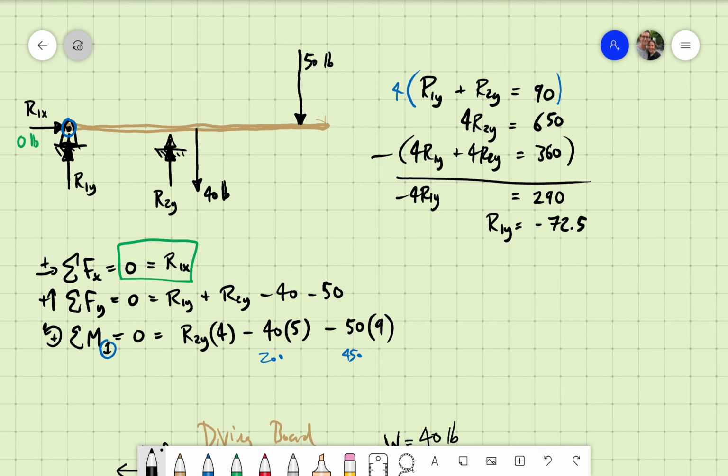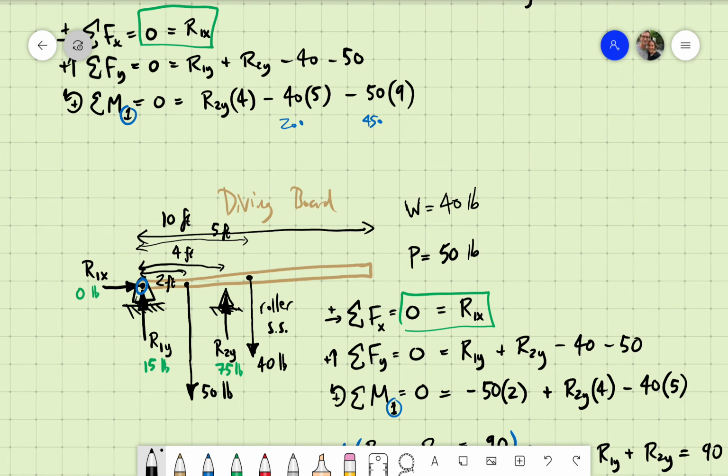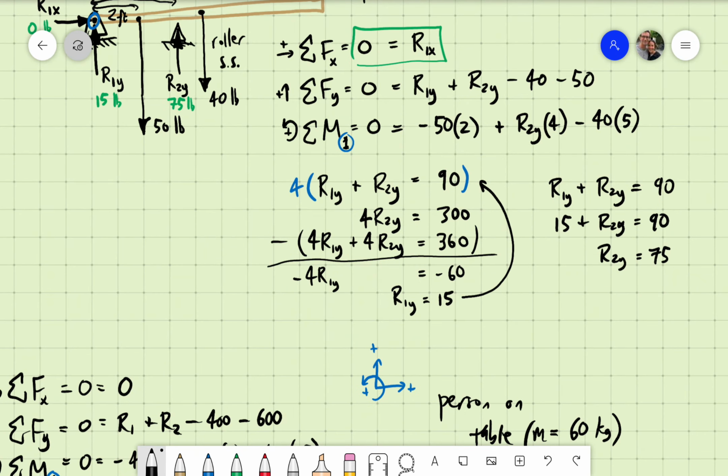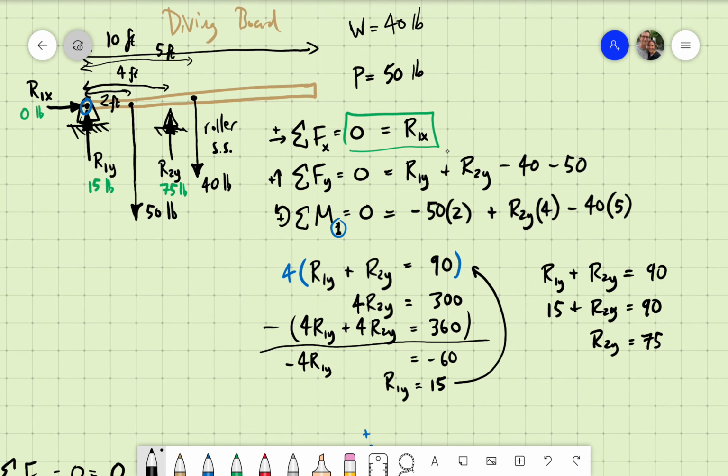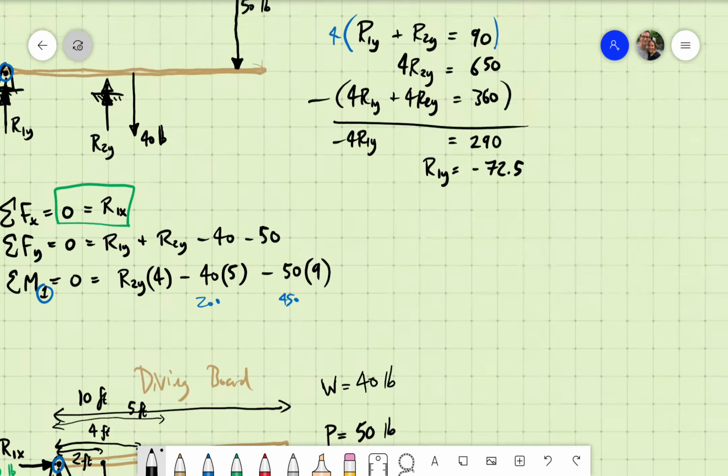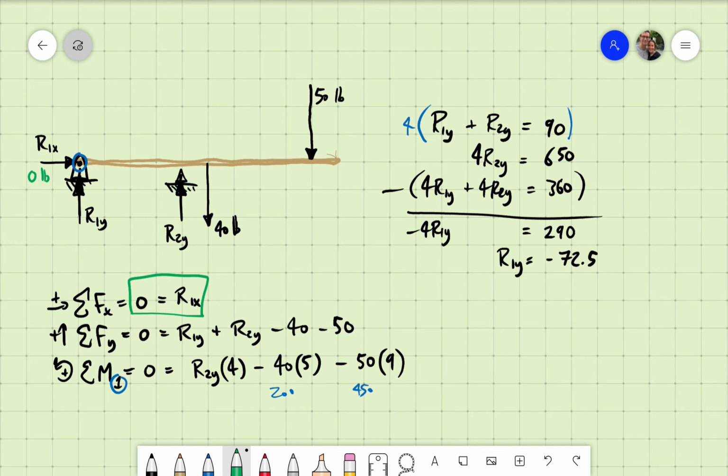This is different. In the previous examples, all the ones we've done actually, when we divided, we'd end up with a positive number. But not what's happening here. We divide and we end up with a negative number. So what that actually means, that is a signal to me that my R1y direction was incorrect. It wasn't pointing up after all. It was actually supposed to be this way. It is 72.5 pounds, but it should have been down.